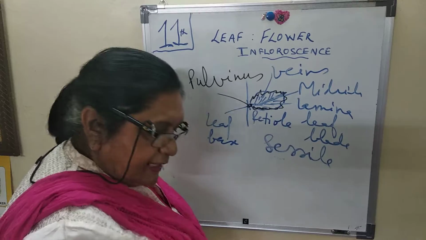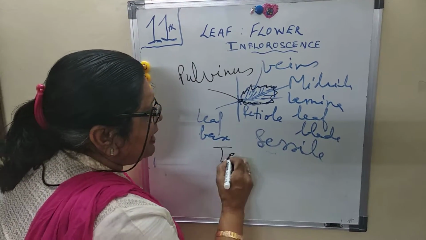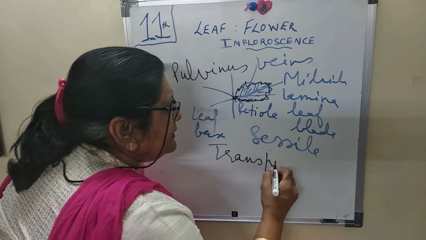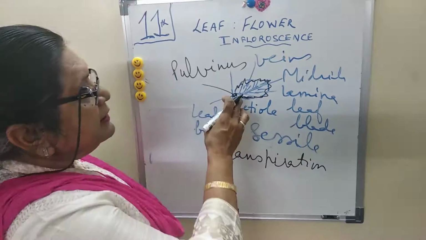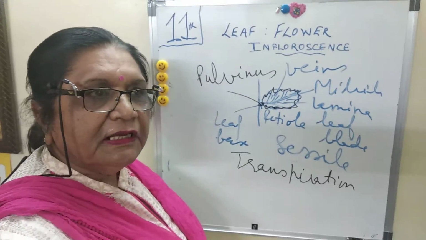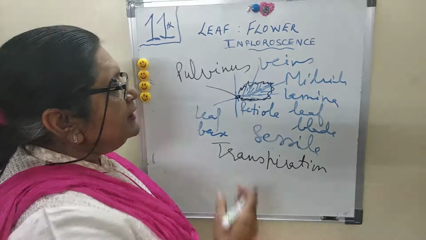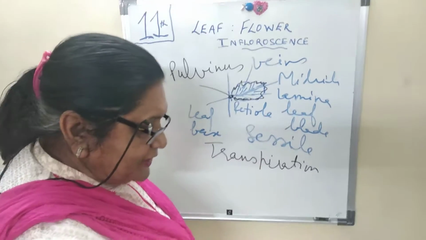So leaf takes part in photosynthesis, and also, very important, in transpiration, because they have stomata on the lower surface. Stomata, with guard cells, are meant for transpiration. So they play a very important role. This is called the primary function of the leaf.